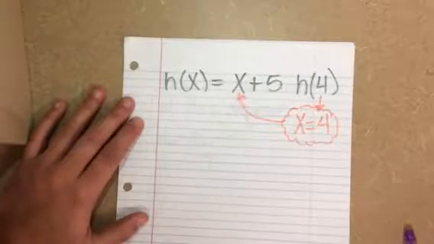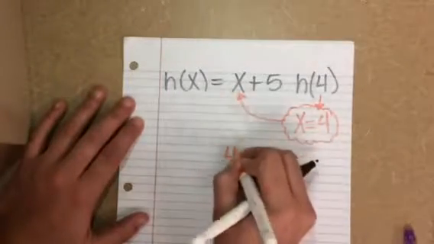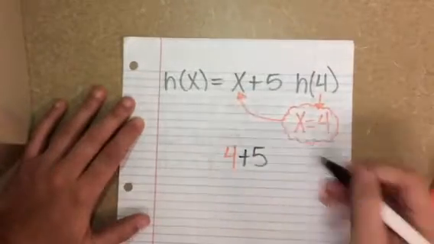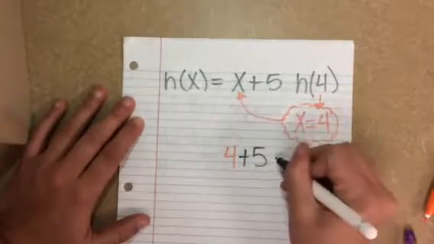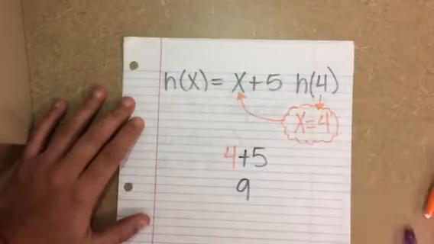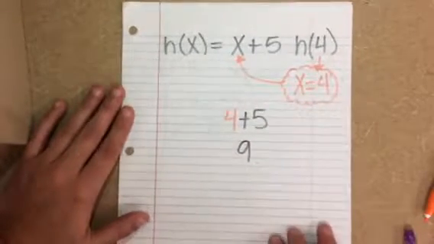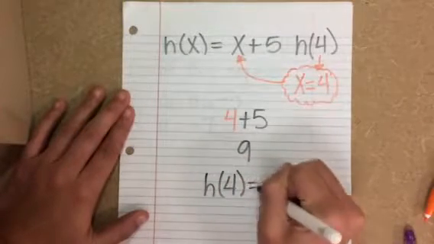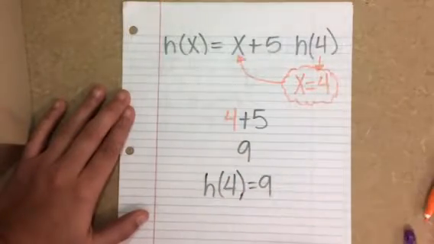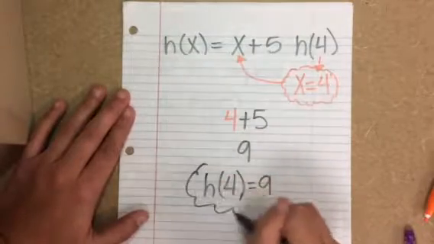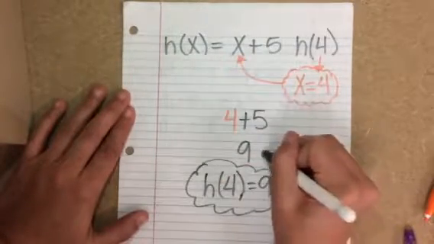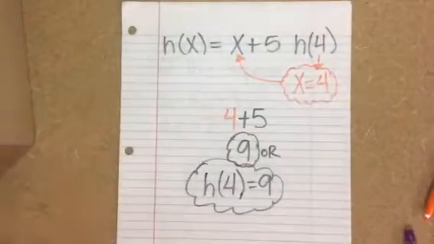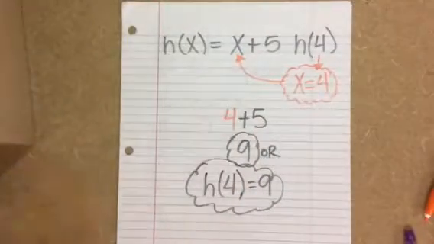So I end up with 4 plus 5. 4 plus 5 is equal to 9. So if you write 9, I'll accept it. If you write h of 4 equals 9, that's even better. I like this more, but I'll accept this or this. Either one, as long as I know that you need to plug in the x.